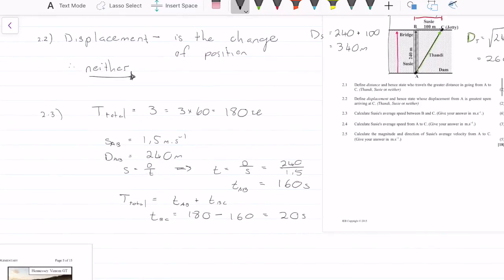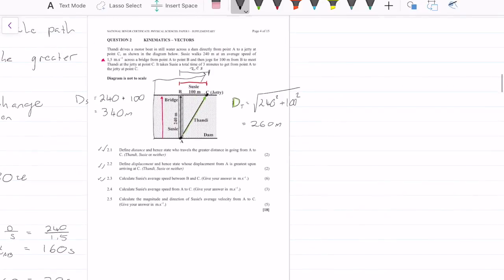And we're looking for the speed. So the average speed between B and C is equal to the distance traveled over the time, which is equal to 100 meters over 20 seconds, which gives us a total of 5 meters per second. So that is her average speed. So we've done that question, we've done that question, and we've done that question. Okay, let's move on to 2.4.